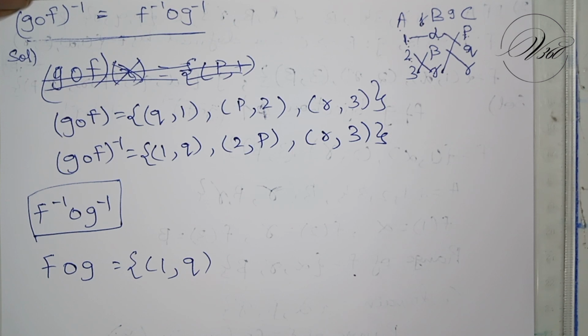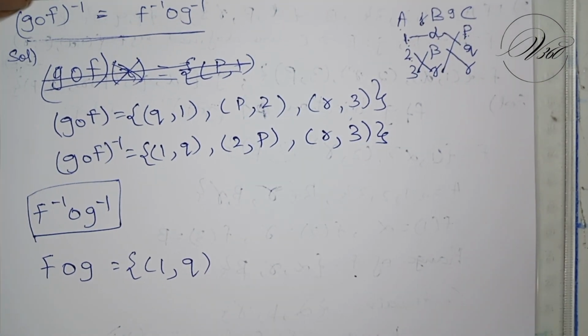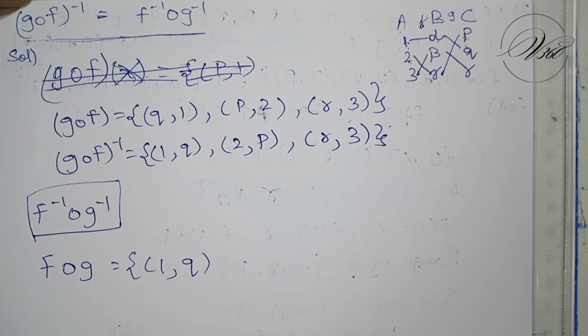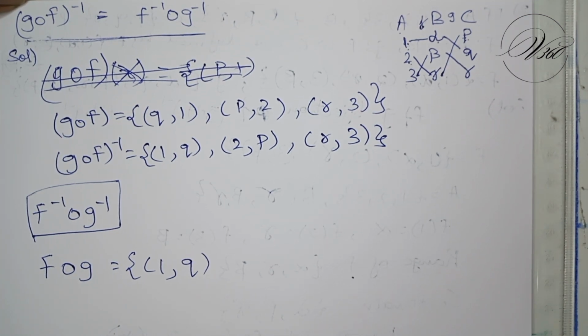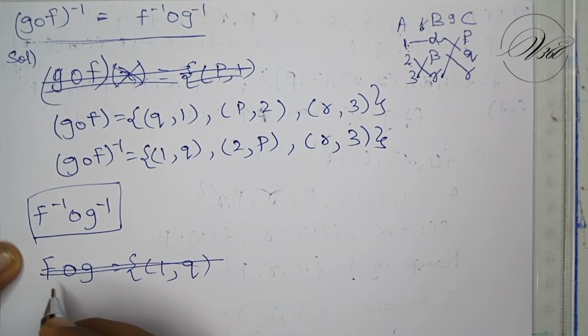wait a second, F of G. F of G means here, I think I am doing correct only, no? Yeah, this is correct only. Then we should prove that this is equal to this. Yeah, now I got it. First I should find out what is F inverse, and then I should find G inverse, and then I should directly put it. Now I'll find it out.